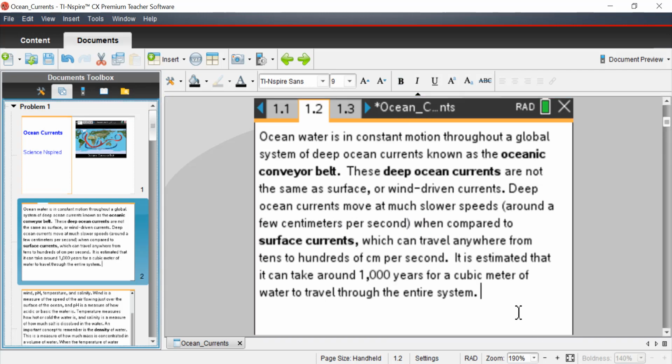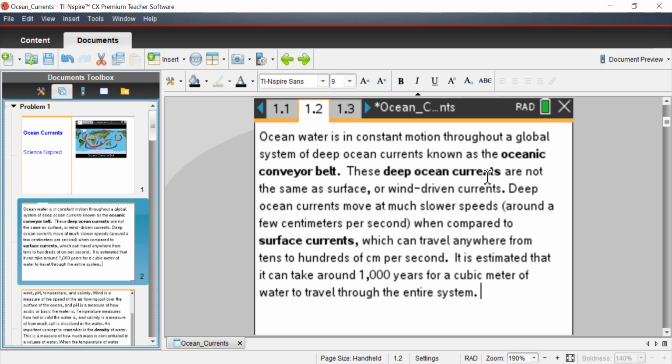Here's some background information that's very interesting. Ocean water is moving constantly through the global system of deep ocean currents known as the oceanic conveyor belt. So that's sort of the key point to this whole activity. What is this oceanic conveyor belt, and how does it work? I mean, why is there water movement below the surface of the water?